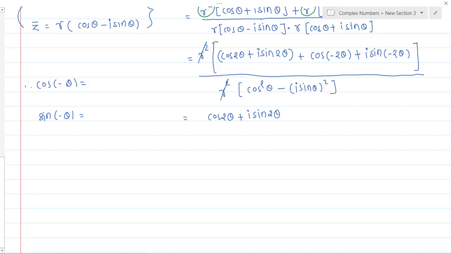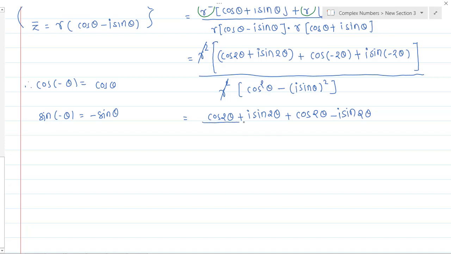Does my negative angle affect cos? No, so this is cos theta only. What is sin of minus theta? It's minus sin theta. So here we have cos of minus 2 theta. The negative angle will not affect the cos, so it will be cos of 2 theta. But we have sin of minus 2 theta, that becomes minus i sin 2 theta.